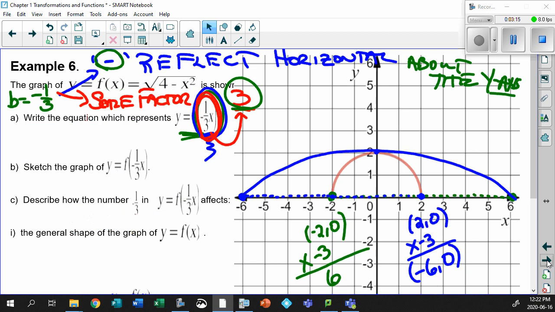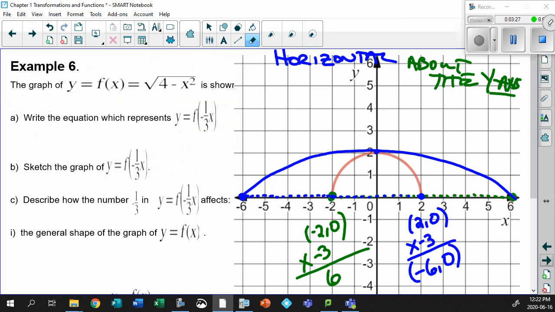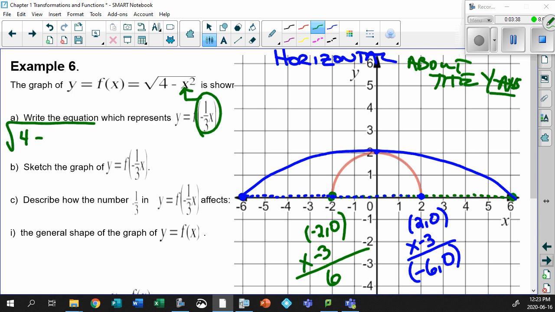And I'm going to prove that these are exactly the same graphs by doing part A. It says write the equation which represents this. Remember how to do this. Now, let's just clean this up. Okay? We're going to take this value right here and substitute it right into that. So here we go. Square root of 4 minus, and I'm going to take the negative 1/3 x, put it into my equation, and I'm going to square it.